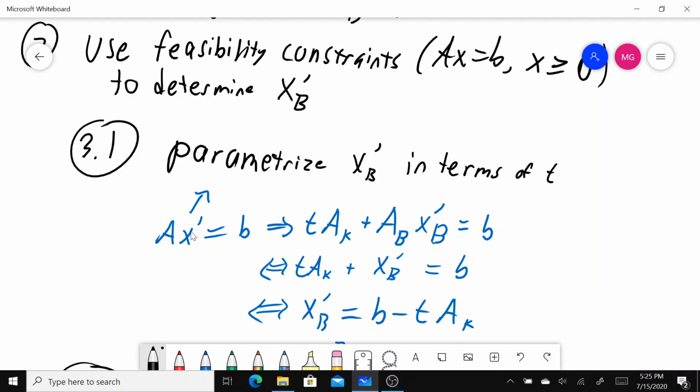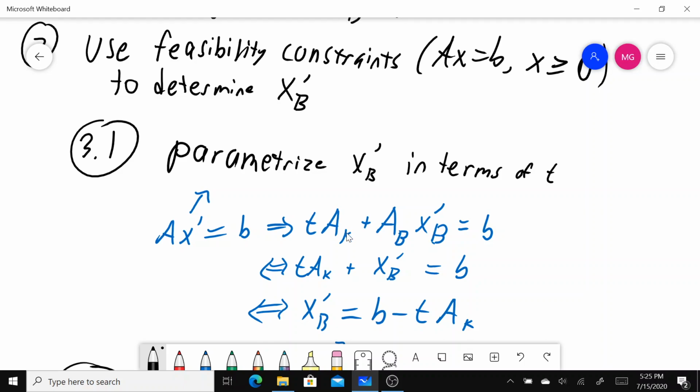And if you just work out what that is, A times x prime, it's a linear combination of the columns of A. But for the non-basic columns, all the coefficients are zeros. That's what we just said above. x prime will have a bunch of zero coefficients for all the non-basic indices except for the kth index. And so for the kth column of A, that will have the associated x prime k variable, which we're calling t. So we'll have t times a_k plus a linear combination of the basic columns.